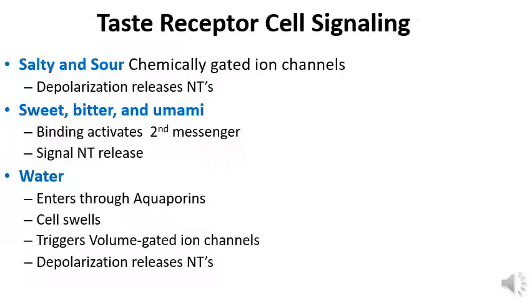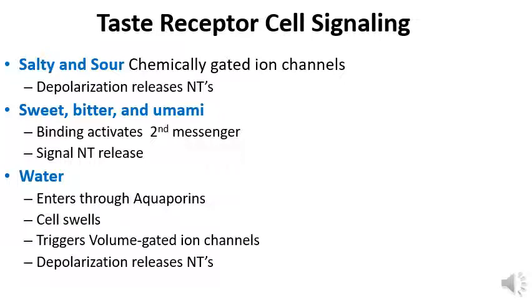Once that depolarization takes place, the receptor cell can then release neurotransmitters, NTs, which will then depolarize any sensory neuron and will carry that information into the gustatory cortex of the cerebral cortex in the brain. Hence, we will interpret that as being a salty or sour taste.